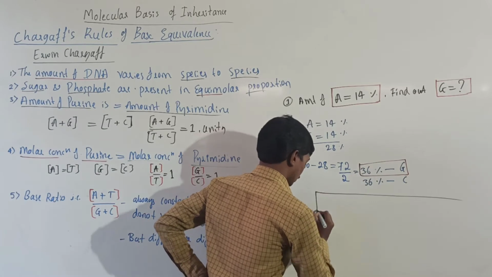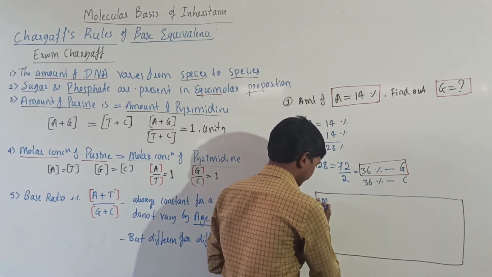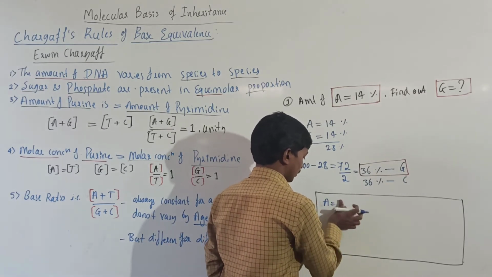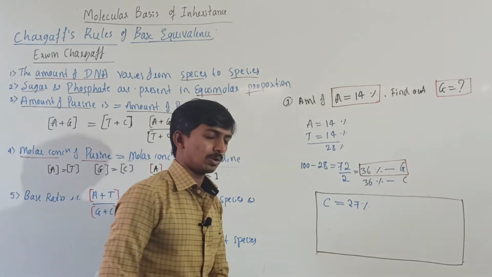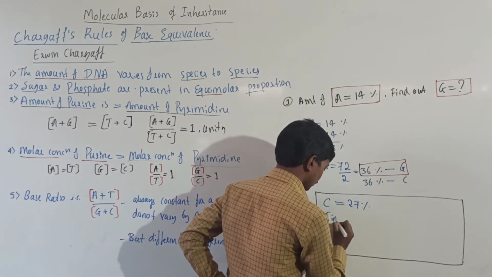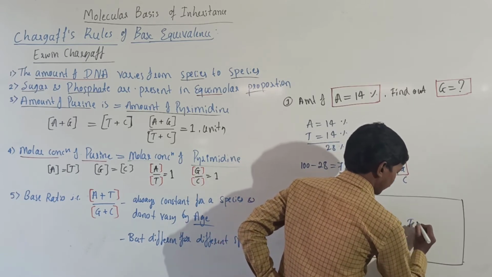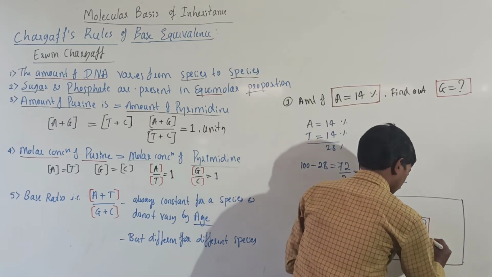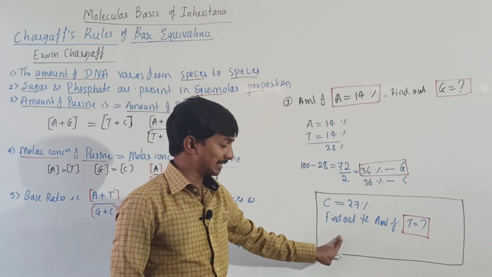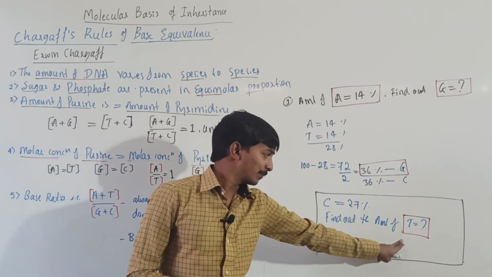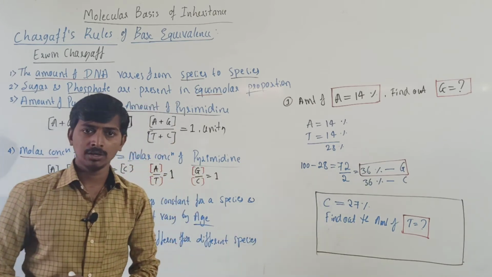For example, I will give one problem as your assignment. In any DNA, the amount of cytosine equals 27%. Find out the amount of thymine. What is the proportion of thymine? Add this answer in the comment section. Try to solve this by looking at this example. Cytosine is 27%, what is the percentage of thymine? Write the answer in the comment section of this video.